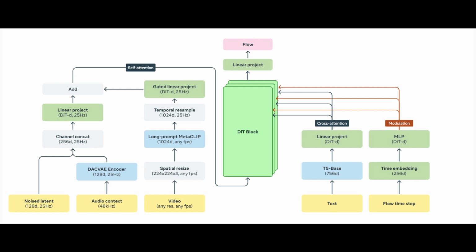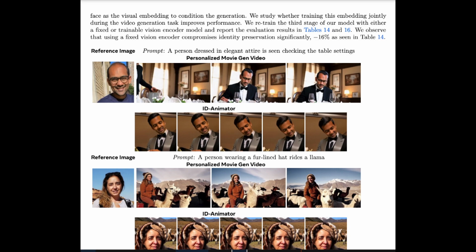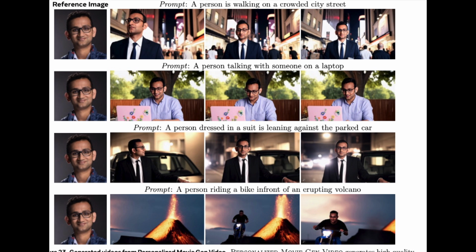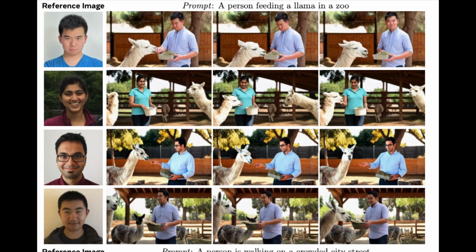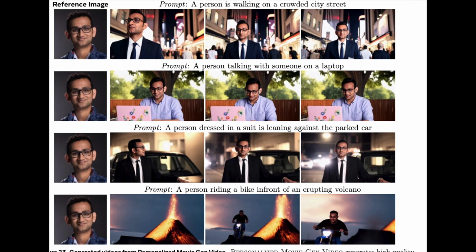Then there's the personalized MovieGen video model, and this model adds the ability to generate videos of specific individuals, and you can base it off of a single reference image. And of course, if you include more reference images of that particular person or thing, the video is going to be way better. So I definitely recommend putting in more reference images, like 3 to 5.